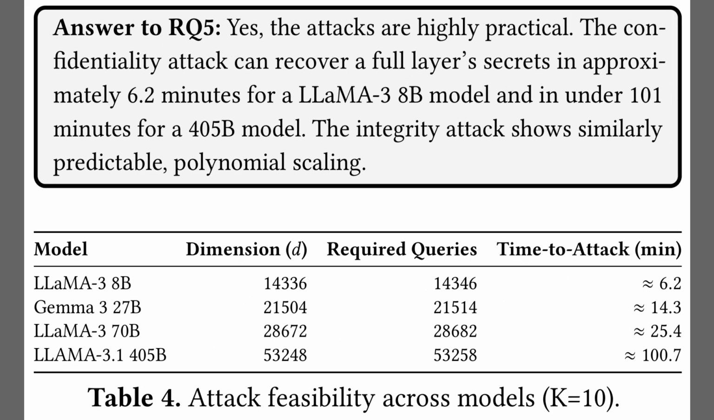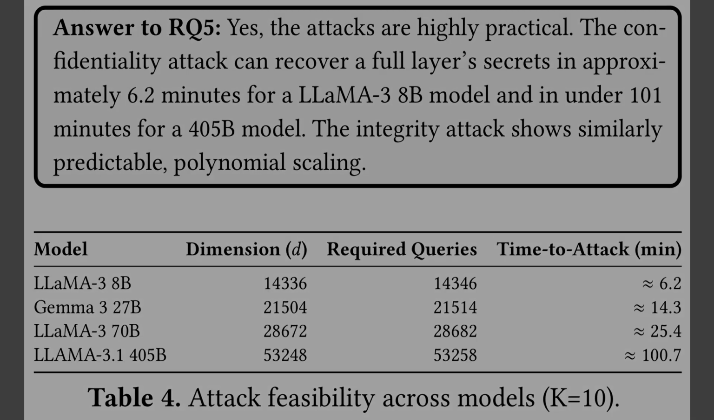Alright, given that vulnerable design choice, Table 4 reveals just how fast an attacker can actually extract the secrets. Looking at the first row, for a standard Llama 3.8b model, the attack recovers a full layer's parameters in only about 6 minutes. Even for the massive 405b parameter version at the bottom, the process takes just over 100 minutes. This proves the attack scales predictably, with the model dimension, D, making it a highly practical threat.